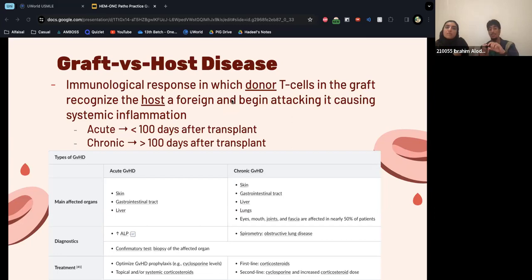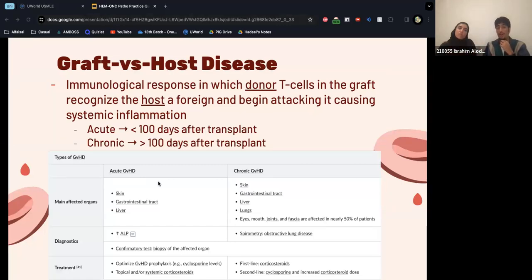Graft versus host disease can be split into two categories. It could be acute, which is less than 100 days after transplant, and it can be chronic, which is more than 100 days after transplant. You don't need to know the treatment that importantly, but know that it can affect a lot of different parts of the body: the skin, the GI tract, the liver. In chronic graft versus host disease, patients have skin lesions and destruction around their eyes, mouth, joints, and fascia. There's going to be more damage in the chronic form.